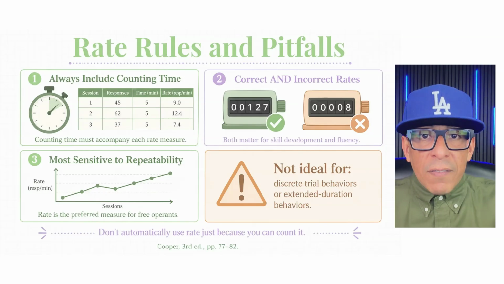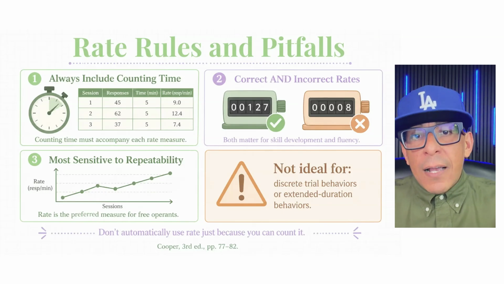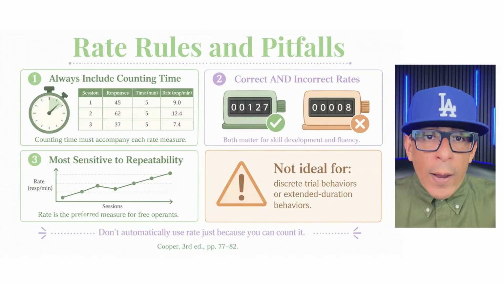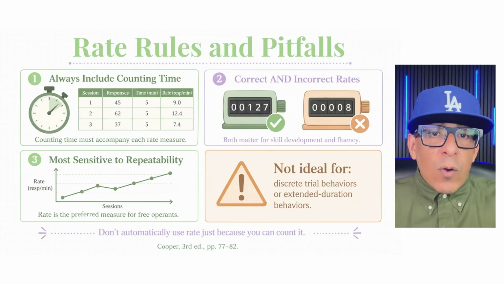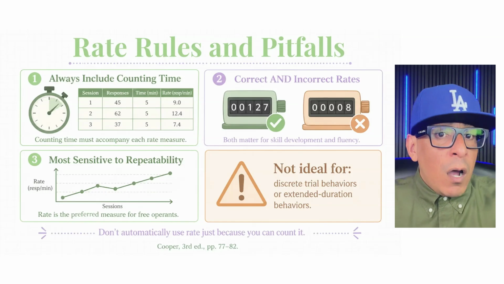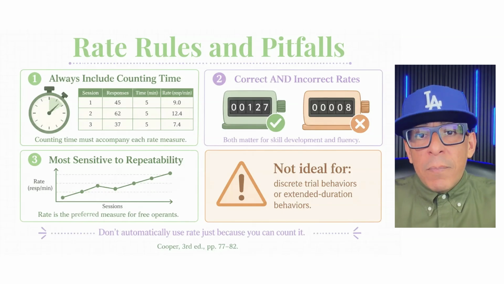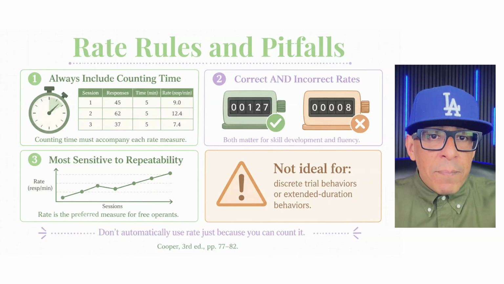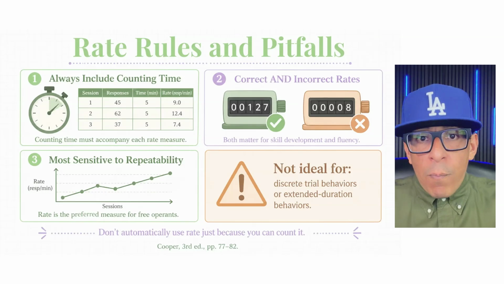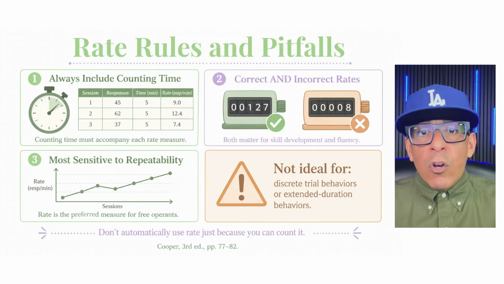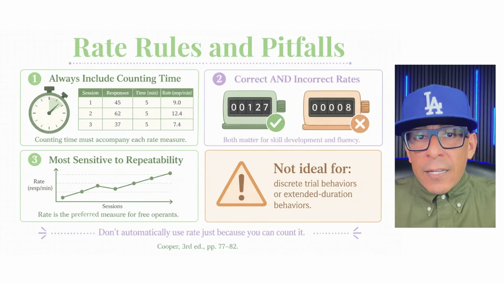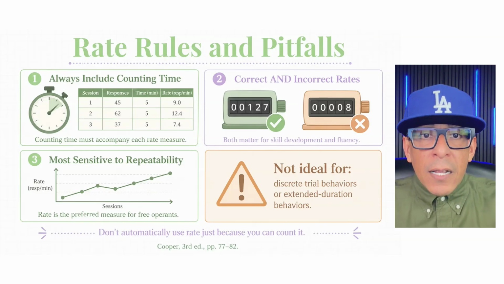When assessing skill development and fluency, Cooper emphasizes measuring correct and incorrect response rates. Rate is described as the most sensitive measure of behavior repeatability. Rate is also described as a preferred measure for free operants, which are behaviors that can occur repeatedly over time. But rate is a poor measure for behaviors that occur within discrete trials or for behaviors that occur for extended durations. So do not automatically use rate just because you can count something.